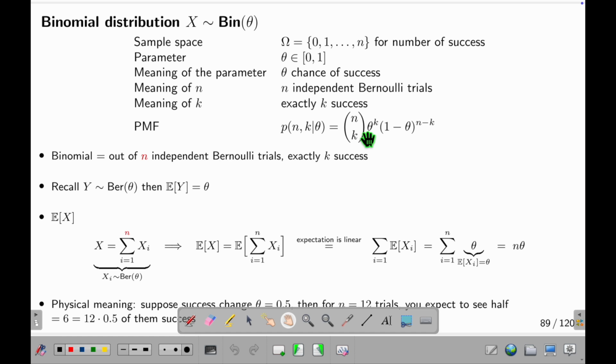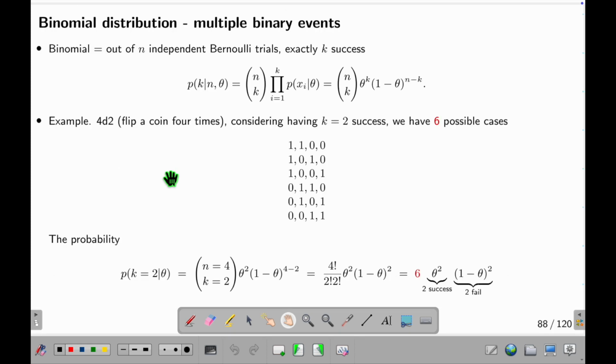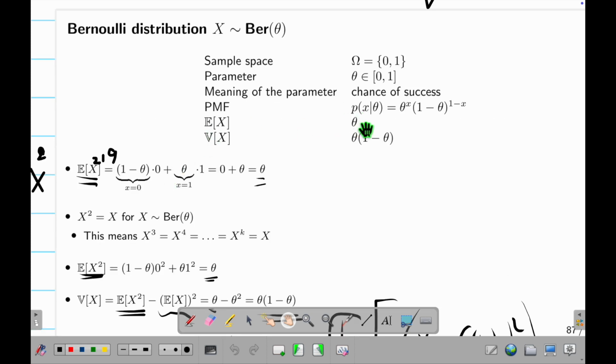Then you will ask what's the expected value of this. Recall that for Bernoulli, the expected value is theta.